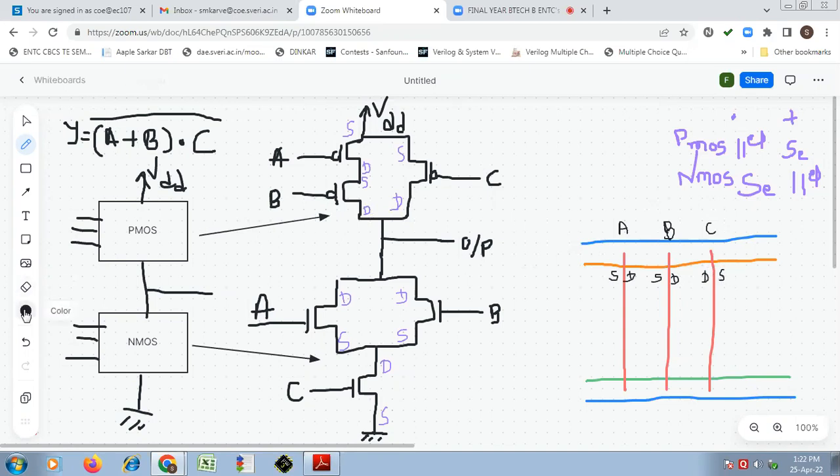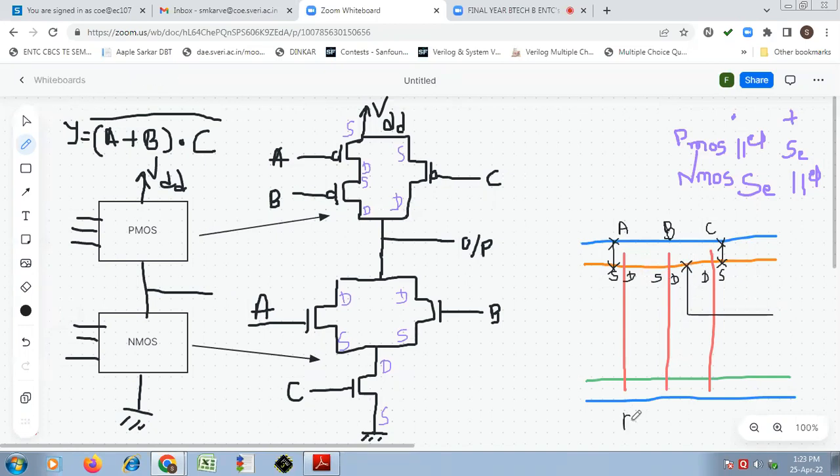Now we have to go for the connections. Now this source of A we have to connect here, and source of C also we have to connect. Get it? Now this drain of A and source of B are on the same line, so it is okay. Now drain of B and drain of C, here we have to take the output. This is the output. Okay.